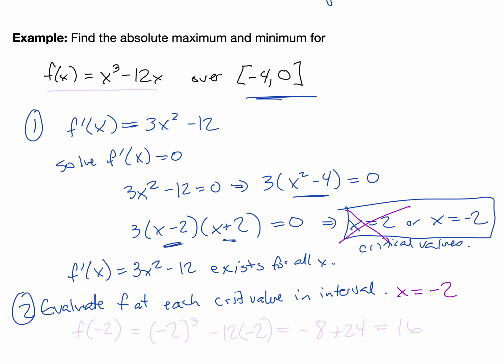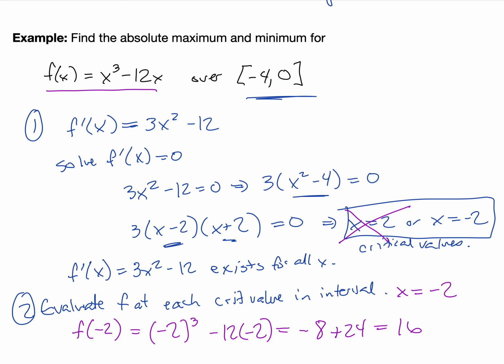And so when we evaluate that, f of -2, this is in the original function, not in the derivative. F of -2 is -2 cubed minus 12 times -2, plugging it into the original function. So that is -2 cubed, that's -8, minus a negative, so plus 24, and that gives us a positive 16. So f of -2 is positive 16.